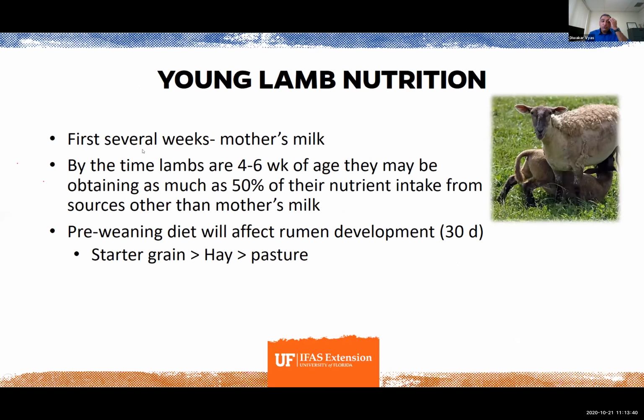For the first several weeks, I think 3 to 4 weeks, mother's milk is more than enough to meet all the nutrient requirements. By the time lambs are around 4 to 6 weeks of age, they are getting as much as 50% of nutrient intake from sources other than mom's milk. And pre-weaning diet will affect rumen development.